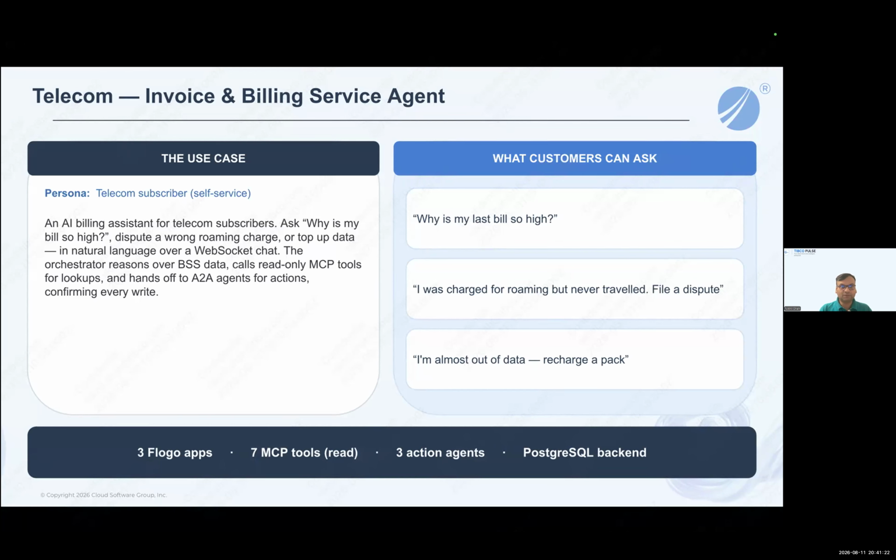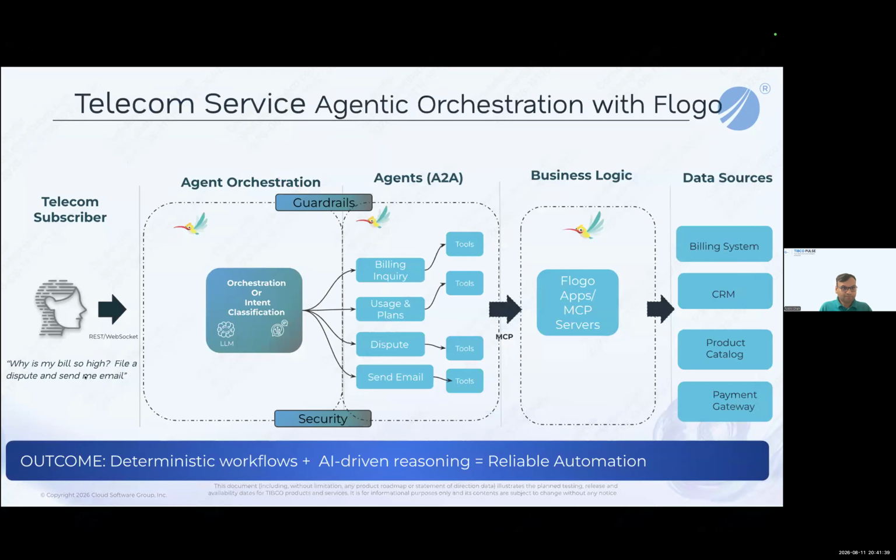So if you see here, some of these are conversational questions, whereas some of these require agents to perform certain actions on behalf of the user. So we'll see how this entire workflow can be built using Flogo within hours, right? As a telecom subscriber, I give a natural language prompt in a chatbot interface, and then it is connected to the Flogo agent via the WebSocket or REST protocol. So the request goes to the orchestration agent, which is then connected to the LLM provider, which reasons on the request.